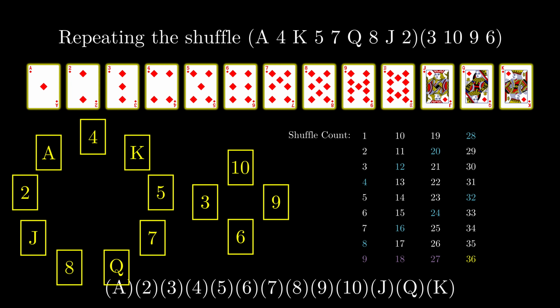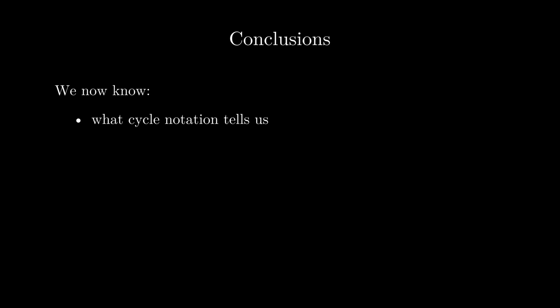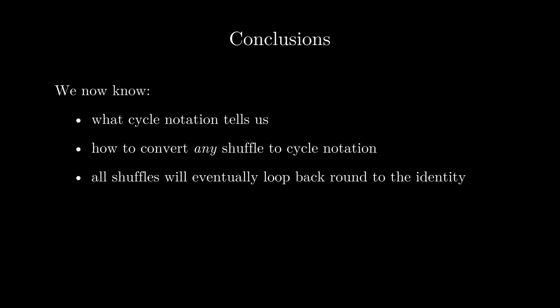So to sum up, we now know what information cycle notation tells us about a shuffle. We've seen a method to convert any shuffle to cycle notation. We see that since all shuffles are just composed of closed cycles, if we iterate them enough times, we return to the identity. For example, if we multiply the lengths of their composite cycles, this number of iterations will certainly have that effect. Hopefully you can now see why this notation exists, as it gives us a somewhat surprising new perspective on permutations, or shuffles, as we've been calling them.